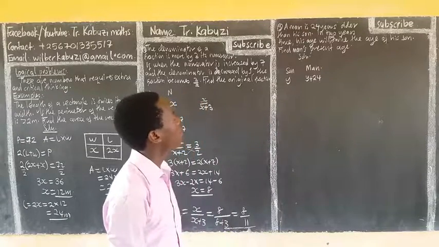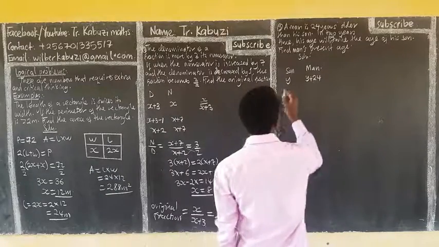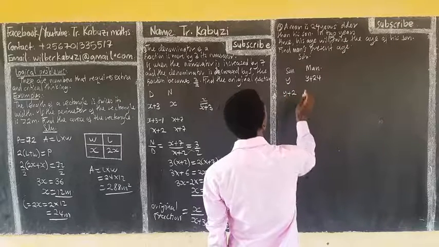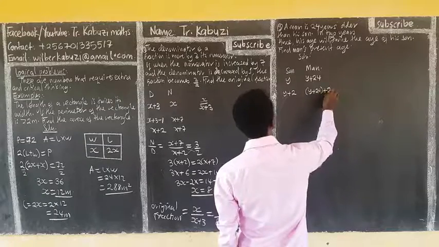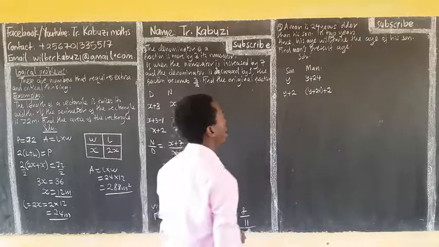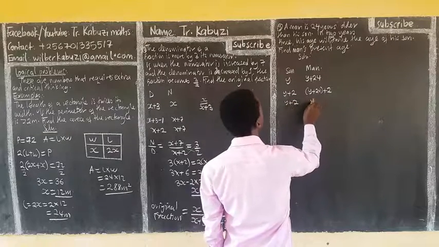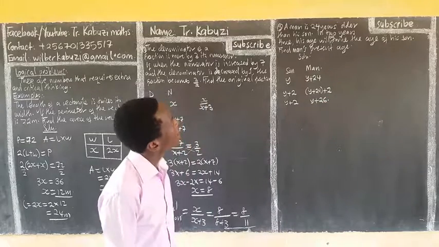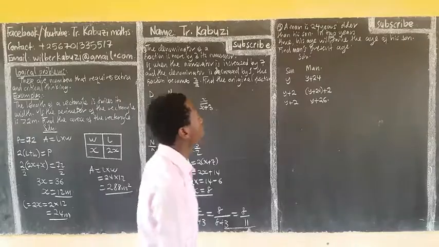In 2 years' time, what does it mean? If we add 2 years on both, the son will be y plus 2, and the man will be y plus 24, then plus 2, so y plus 26. So in 2 years' time, that's the age. In 2 years' time, his age will be twice the age of his son.